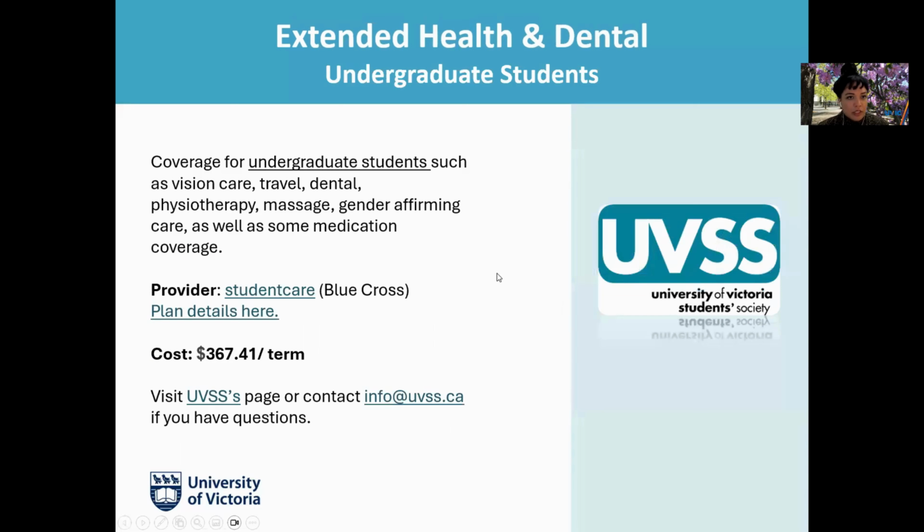So as I mentioned, there are two plans, one for undergraduate students and one for graduate students. They're fairly similar, but I'll point out a few of the differences. So for undergraduate students, your plan covers such things as vision care, travel, dental care, physiotherapy, gender affirming care, and some medication coverage. There's also much more that is covered in your plan. And what I would suggest that you do is consult your plan details online.